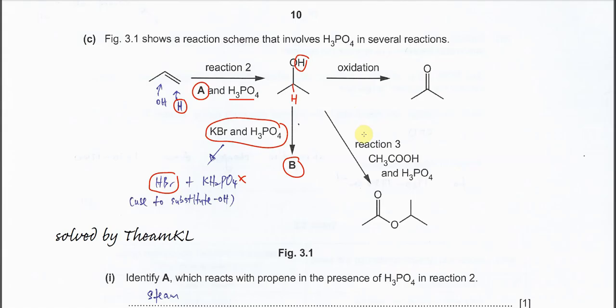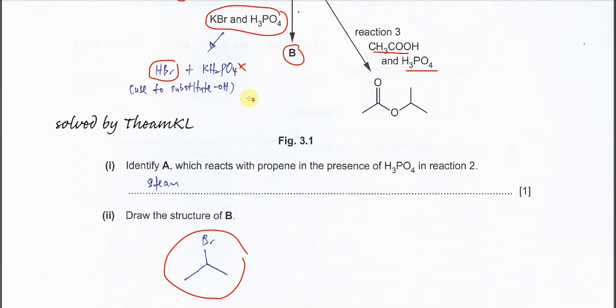And for reaction 3, the alcohol here will react with this ethanoic acid, with the help of this phosphoric acid, to form this ester. So this is esterification. The type of reaction is condensation. So this is the whole reaction scheme. It all starts from this propene, and is helped by this H3PO4.